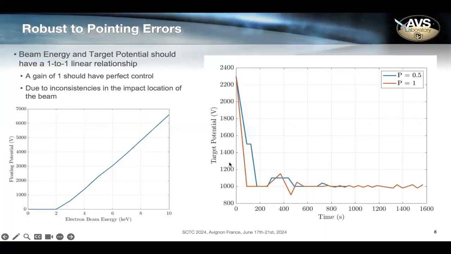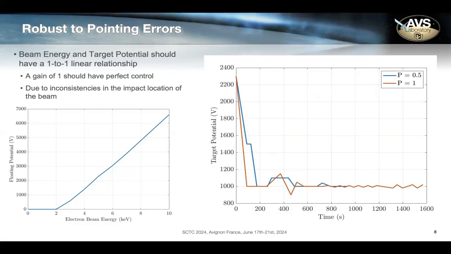One thing that we found about these results is that they're robust to pointing errors. So as described earlier, the beam energy and target potential should have this one-to-one linear relationship. The system will always converge to that second crossover energy, so increasing the beam energy by 100 volts should increase the target potential by 100 volts. And this would result in a gain of 1 should have perfect control. But we can see that that is not the case with the floating potentials and the target potential versus time plot with a gain of 1.